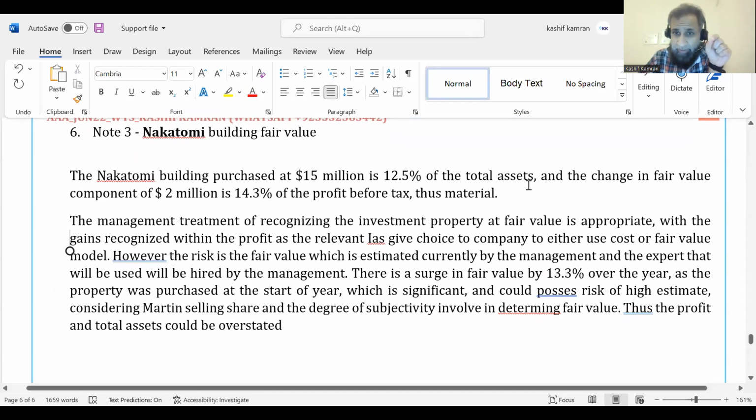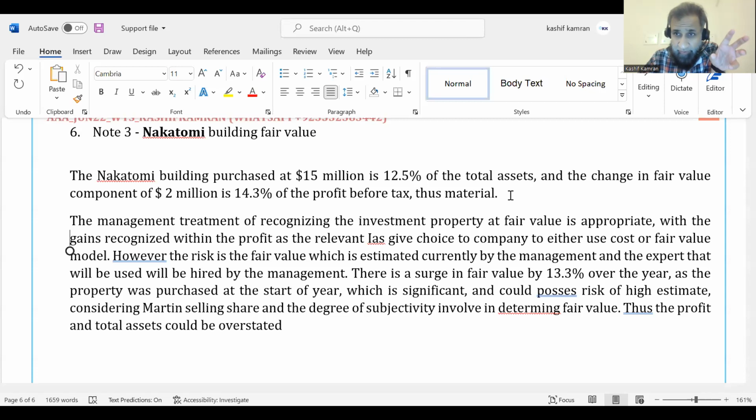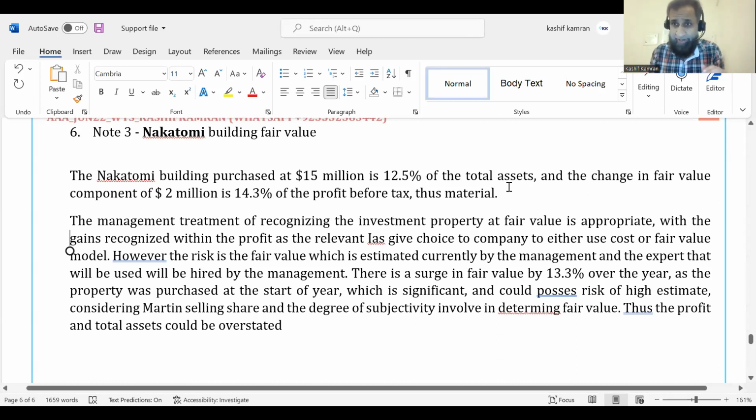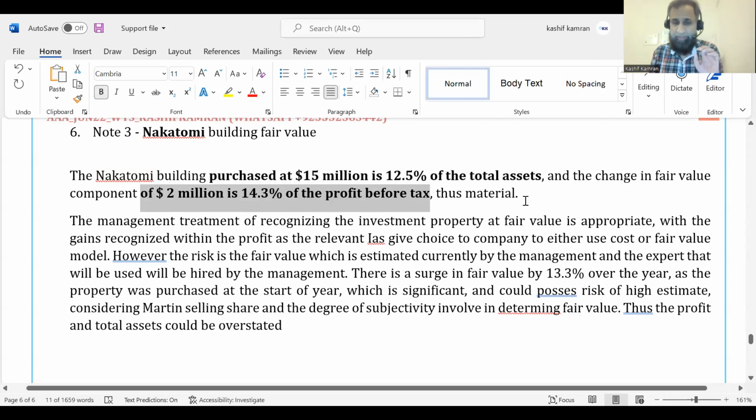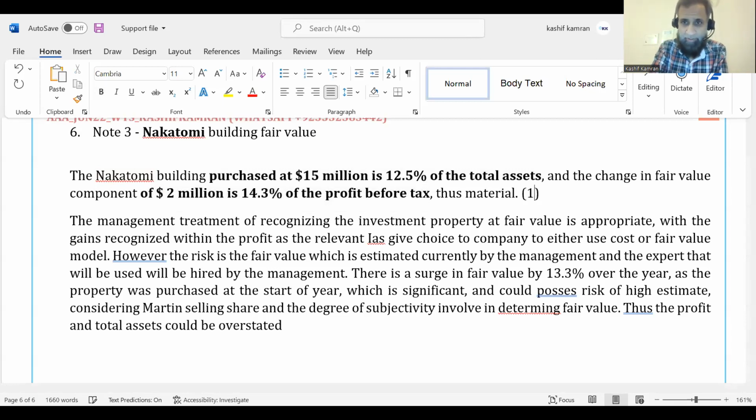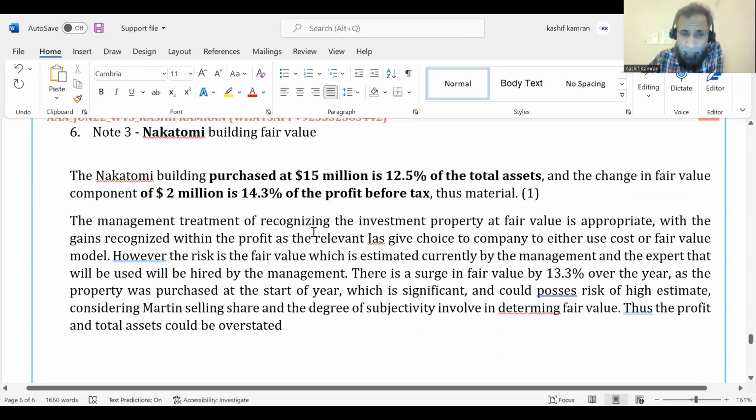That's material. You can calculate materiality on any one of them, but if you calculate on two of them, it's good because that demonstrates professionalism. Where possible, calculate on two. Where not possible, calculate on one. Over here, we are calculating the purchase at the total assets, and the fair value at the profit. Thus, material. How many marks will we get here? 1 mark. Materiality. Move down.